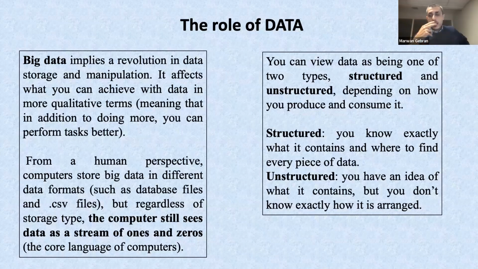Data exists in two ways. There are structured and unstructured data. Most of the structured data is tables, like an Excel file. An image is unstructured data because the representation of the pixels in the image is not well defined. An audio file is unstructured.